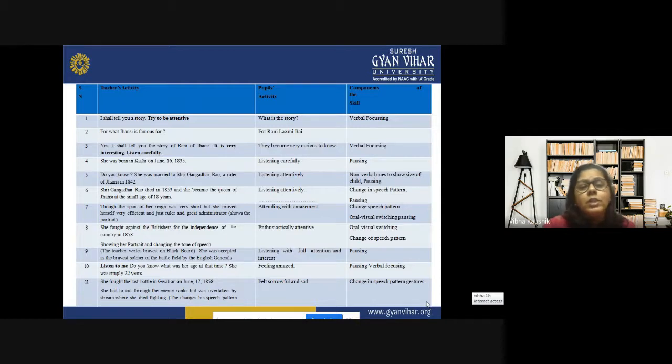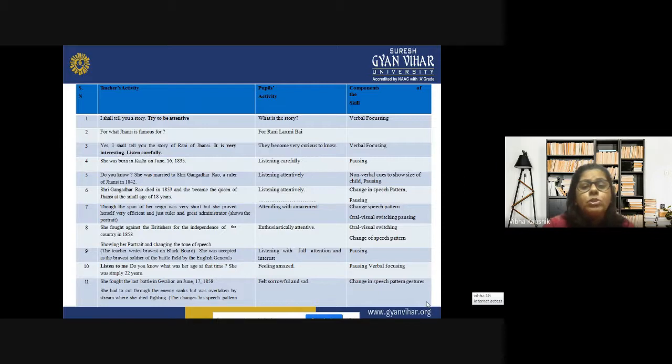Yes, I shall tell you the story of Rani of Jhansi. It's very interesting, so listen carefully. They become very curious to know. That is the pupil activity. The component of the skill which he is using is verbal focusing. She was born in Kashi on June 6, 1835. The people are listening carefully. Component of the skill: pausing.